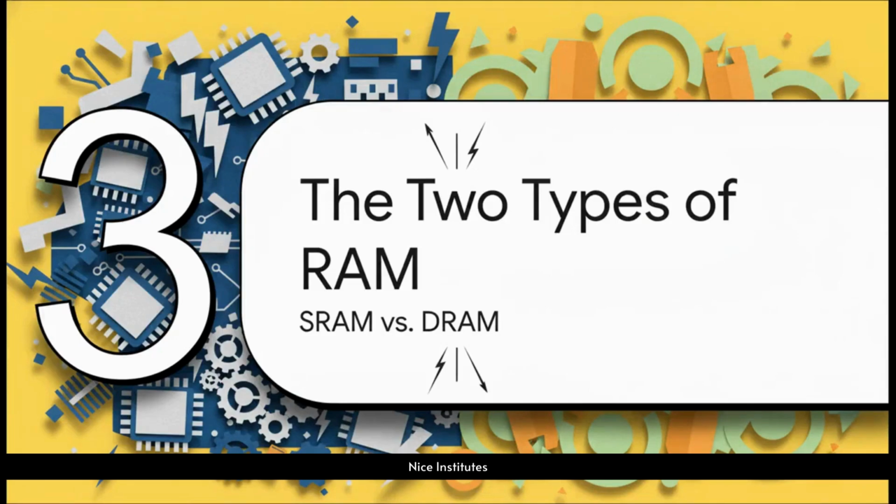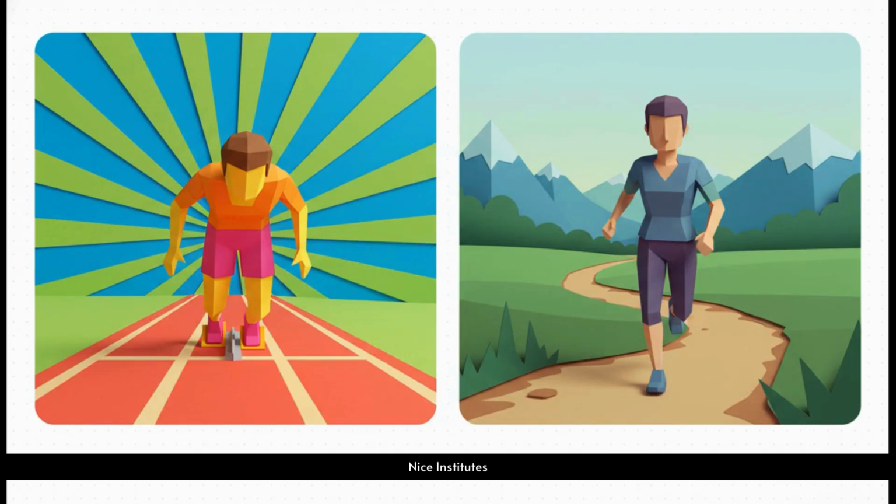But here's where it gets really interesting. Not all RAM is created equal. In the world of computer memory, there are two main players, and they each have very, very different strengths. You can think of the two types like this. You've got SRAM, which is the sprinter, built for just explosive short burst speed. And then you've got DRAM, which is the marathon runner, built for endurance and a whole lot of capacity.